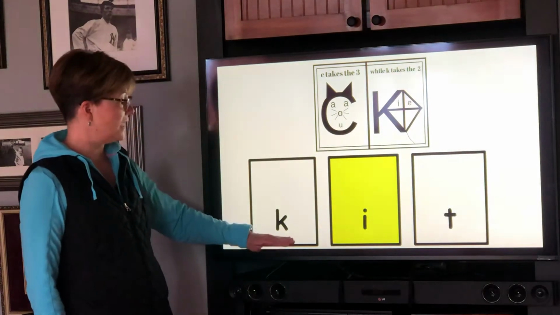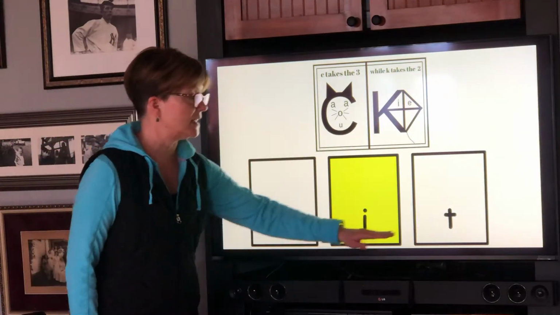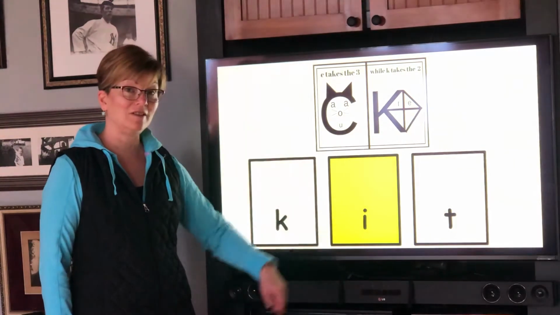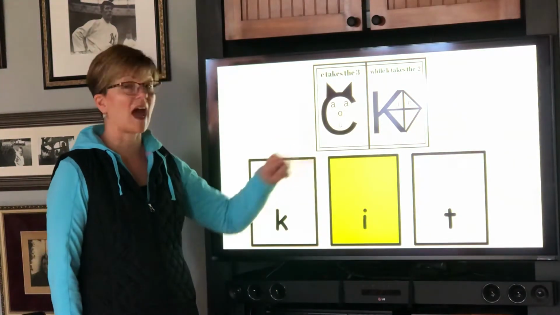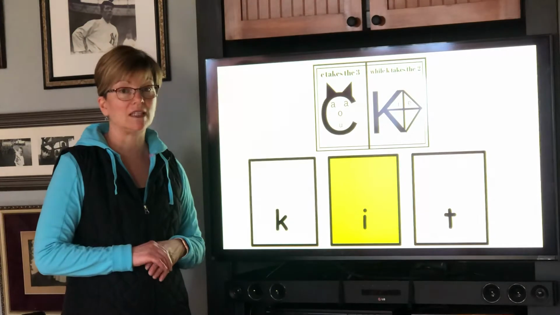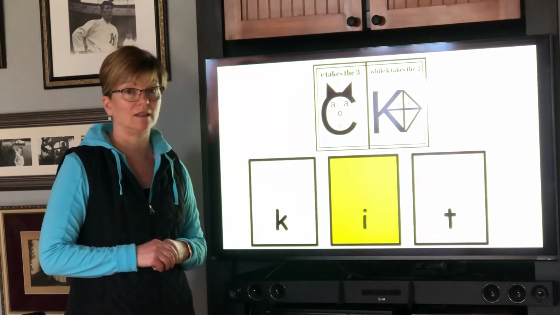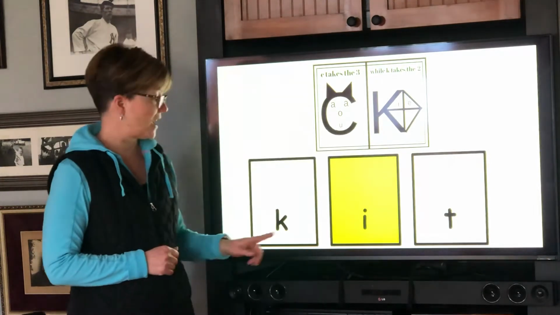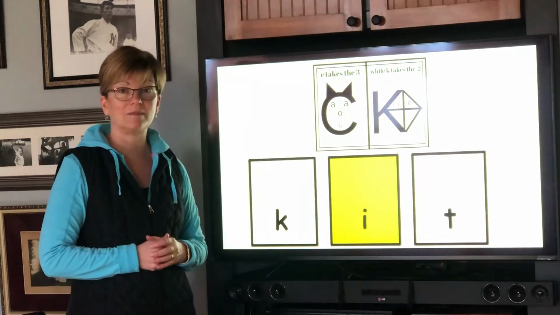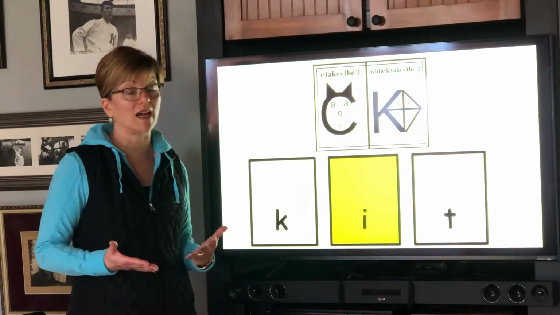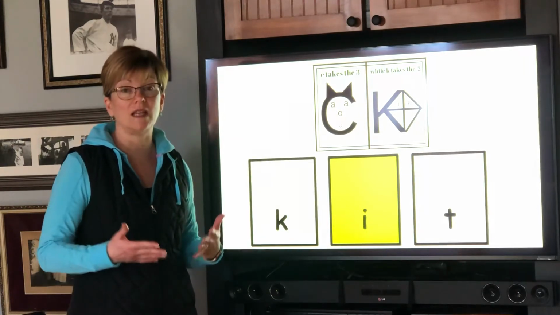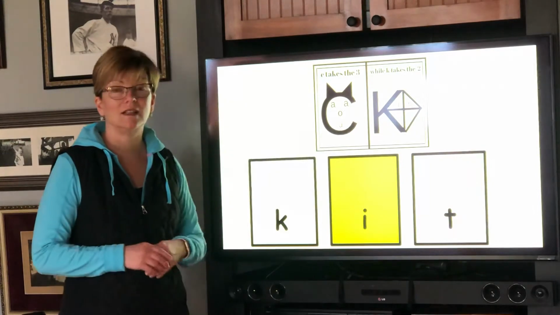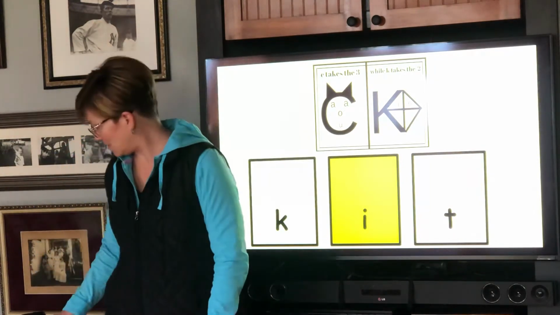Here we have the word kit. Notice this vowel? Where do you see it in our cat and kite rule? Take a look and see if you can find it really quickly. Did you find it? Right here in the kite? That told us that we need a K. So that's how this works, guys. So let's take a look at some words and see if we can figure out which letter, the C or the K, we're going to use.